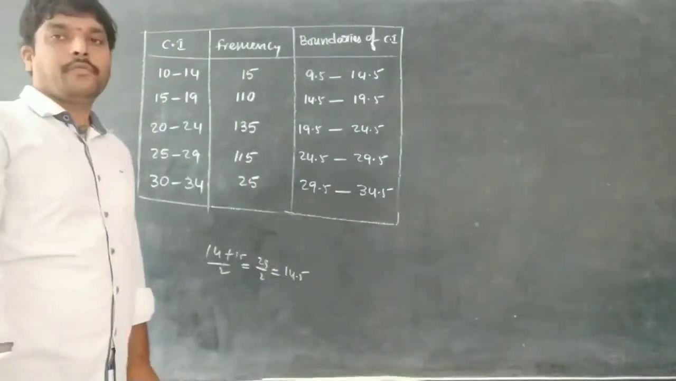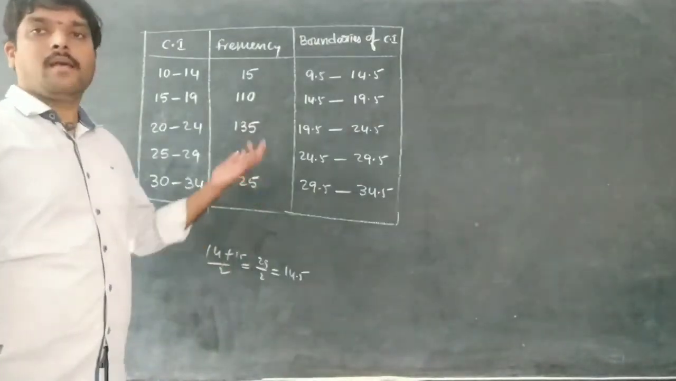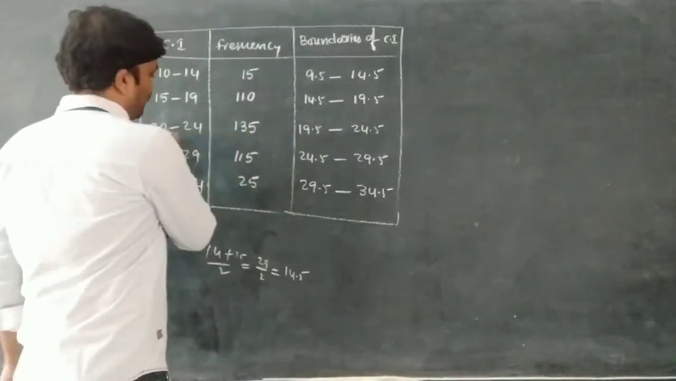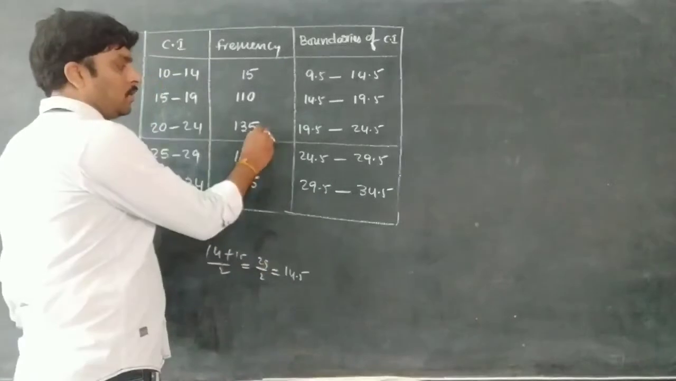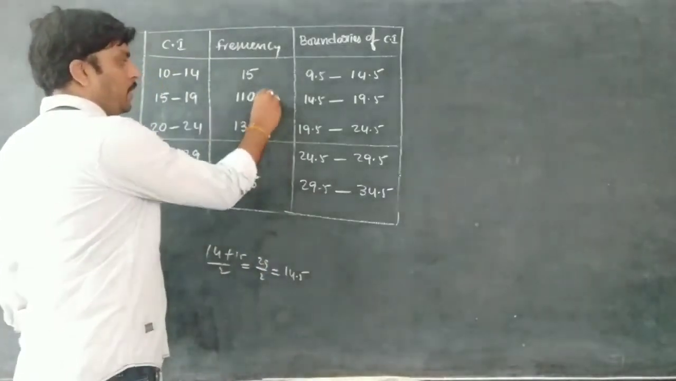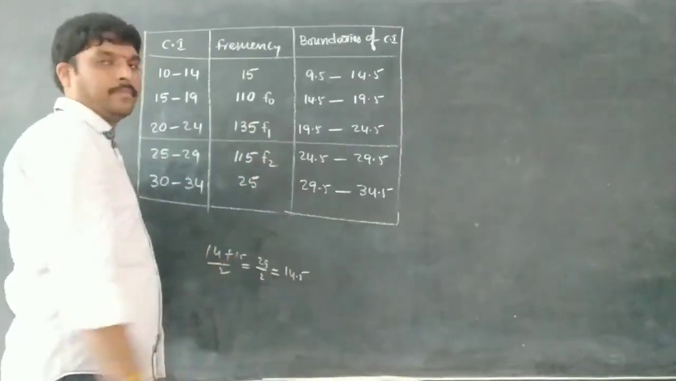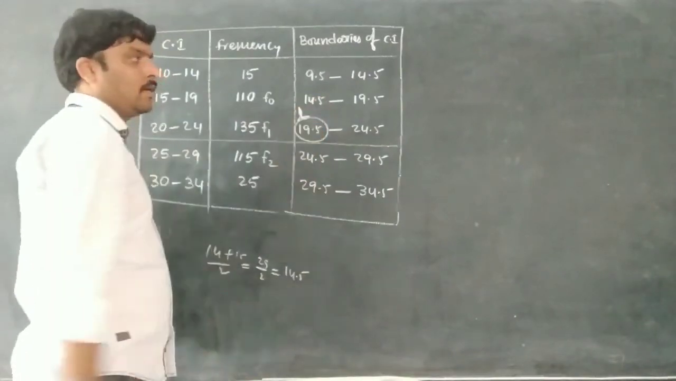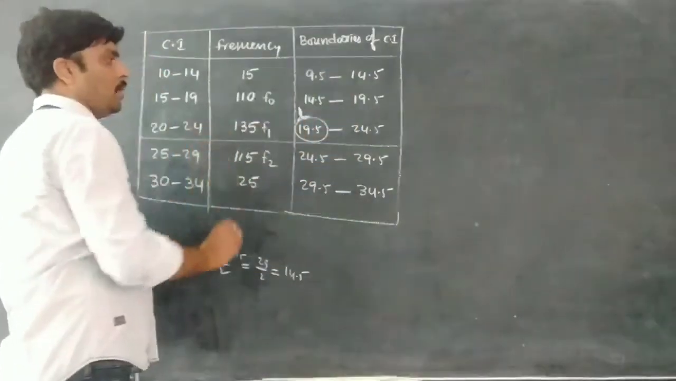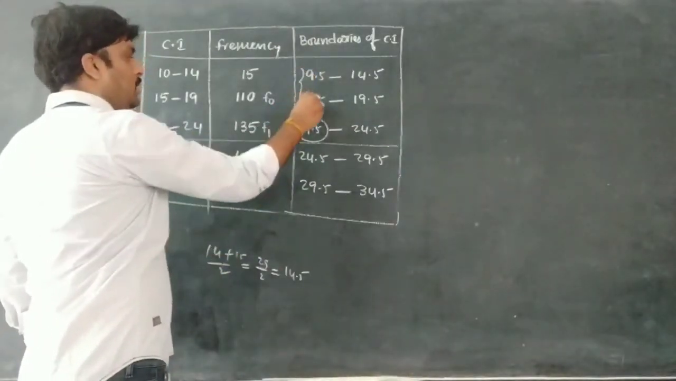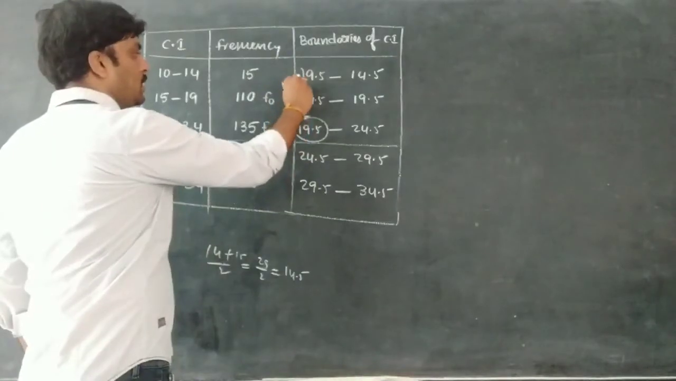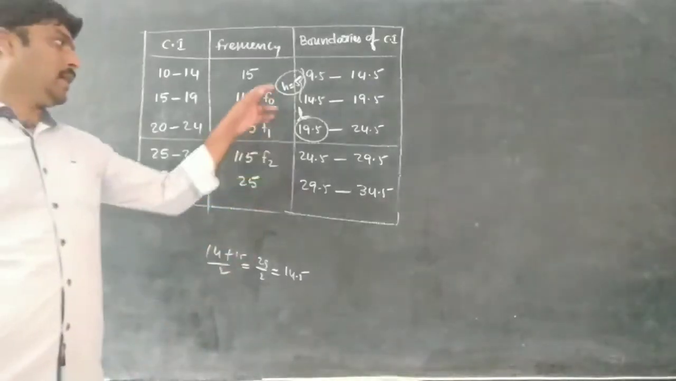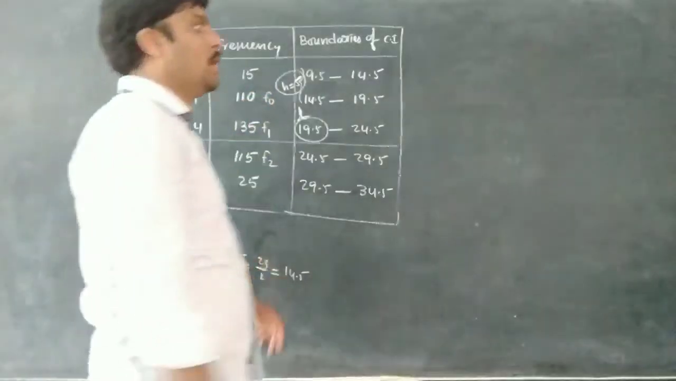Now we have to represent h, L, f1, f0, f2 in the same way. What is the highest frequency? Underline from here to here. This is f1, the previous is f0, the one after is f2. Next, the lower boundary is L, taken from the boundaries column, not the original class intervals. And the h value is the difference, which is 5. Now L, h, f1, f0, f2, everything is there. Now apply the formula.